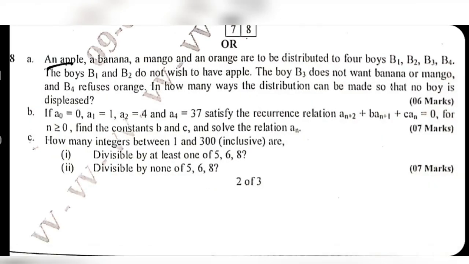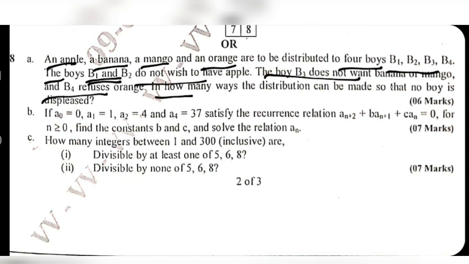This is the 8th question. An apple, a banana, a mango and an orange are to be distributed among 4 boys, B1 to B4. Two boys do not wish to have an apple and those conditions are given, and in how many ways can the distribution be made so that no boy is displeased.